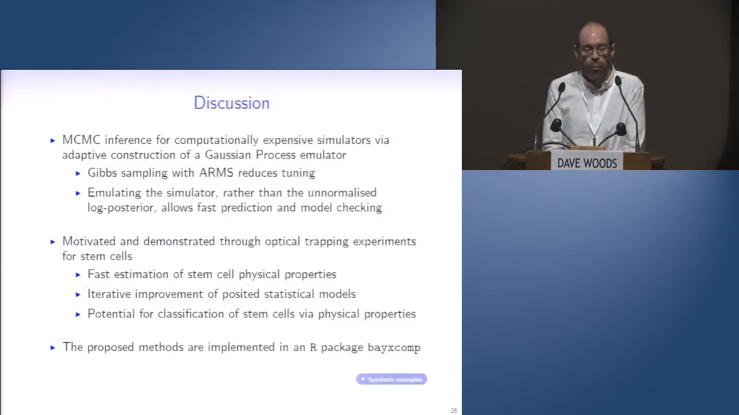So in our stem cell example, we were able to quickly estimate the physical properties of all the cells that the scientists had data for. We could check the adequacy of the statistical model that we were assuming and improve it, and it gives us the potential now perhaps to go on and classify stem cells using their physical properties. And there we've implemented these methods in an R package called BayXComp, which is available from either myself or Anthony if anyone's interested. Thank you very much.